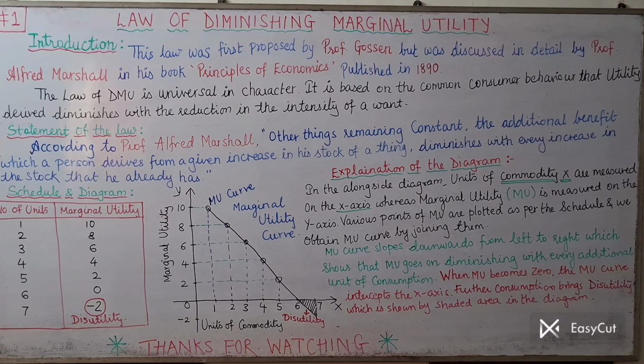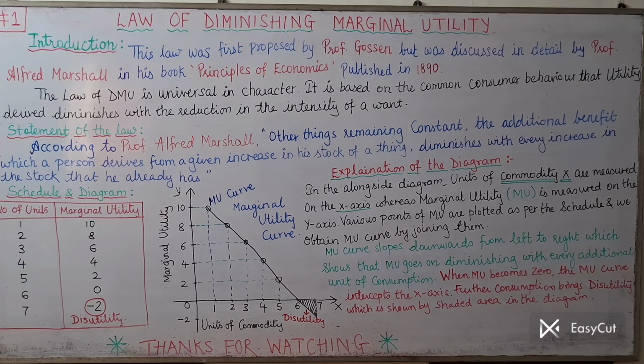See, first of all, I would like to tell you in short the main meaning or the gist of the law. What is this law of DMU about? See, from the name itself we get an idea. Diminishing means falling. Marginal utility. The word marginal means additional.